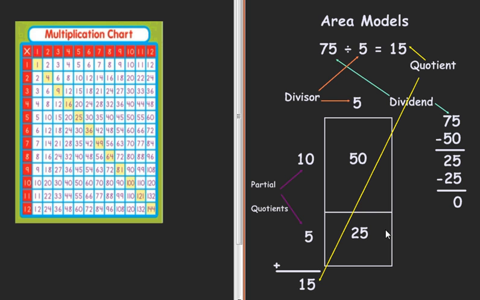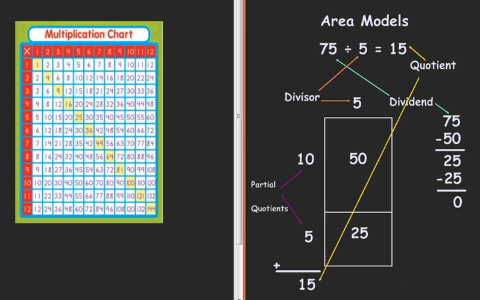And so now I look over here at my multiples of 5. 5 times 5 is 25. So I put a 5 over here. 5 times 5, length times width, equals 25. Right. And if I add these together, I get 75. Or I can subtract over here and make sure I got all of my dividend taken care of. So then I'm left with my partial quotients. These aren't the full thing, so I have to add them together to get 15, which is my quotient.